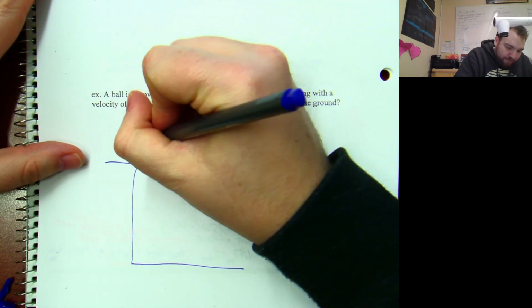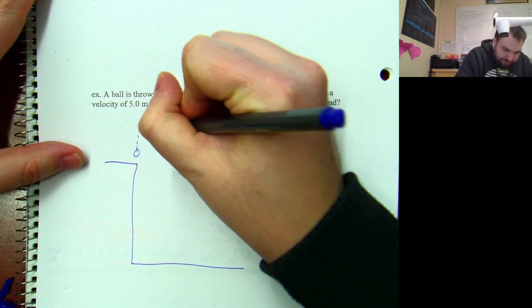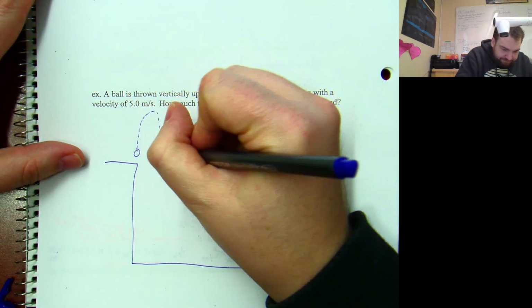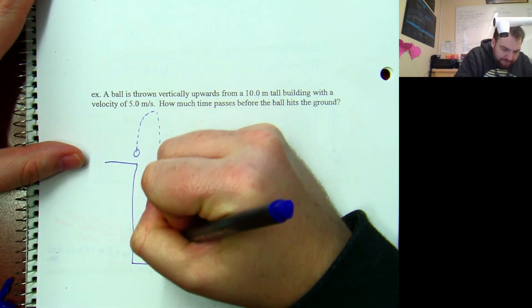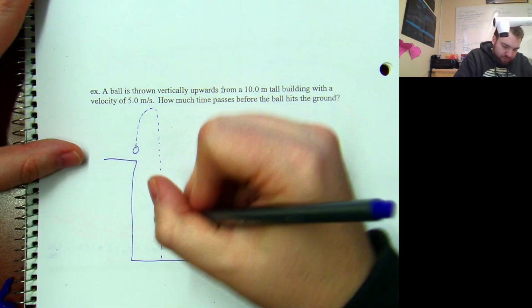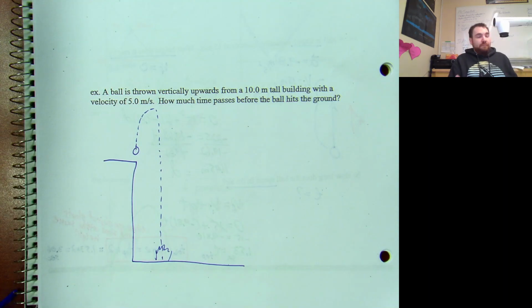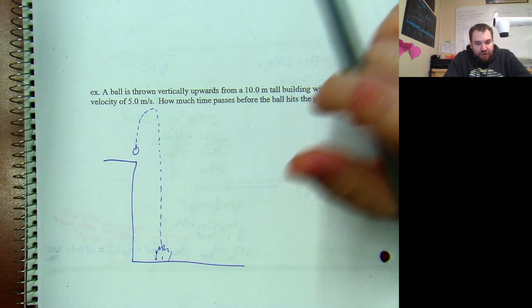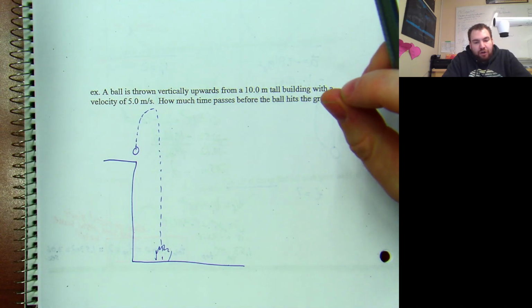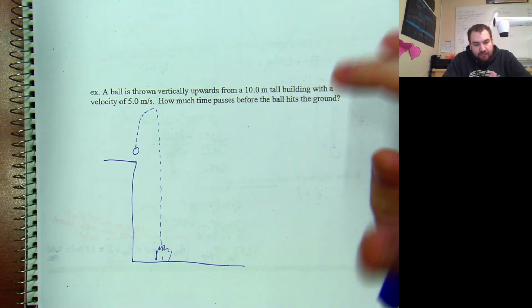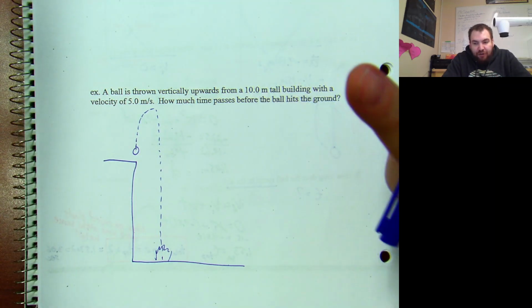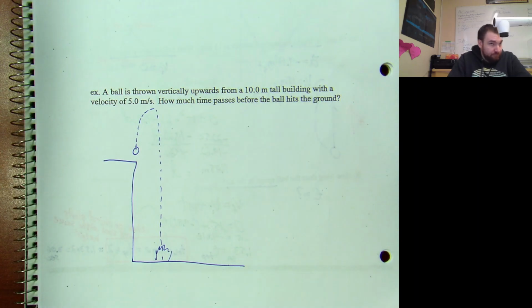So the path of our ball is that it is thrown up and then allowed to impact the ground. There are two ways to tackle this problem.